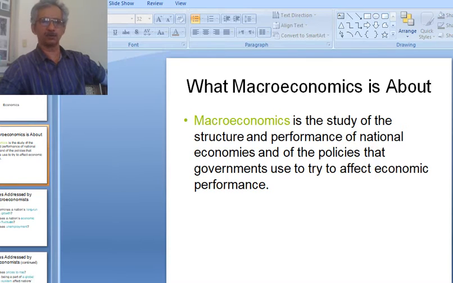Generally, we are saying that macroeconomics is the study of the structure and performance of national economies and of the policies that governments use to try to affect the economic performance. Macroeconomics usually studies the aggregate economy, the whole economy of the country, and the policies used by the governments to influence the macro economy, macro outputs. So it is the study of the aggregate economy or the entire economy. We can say the national economy or even the global economy.